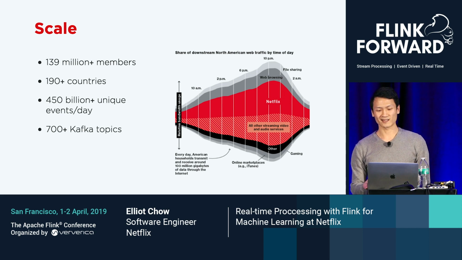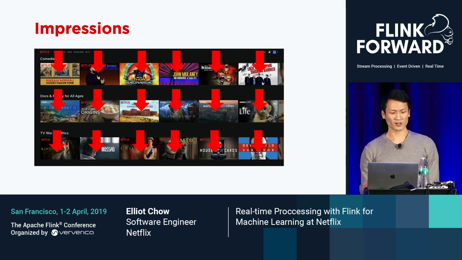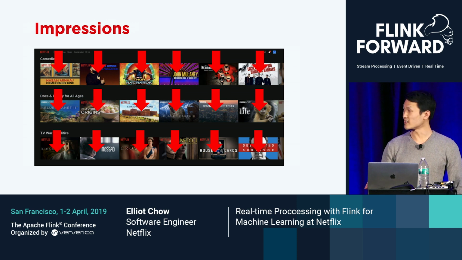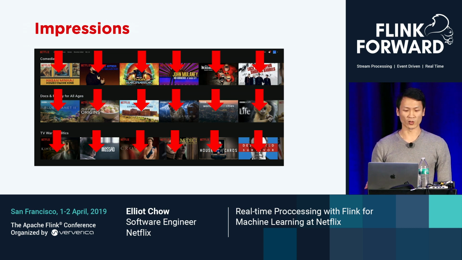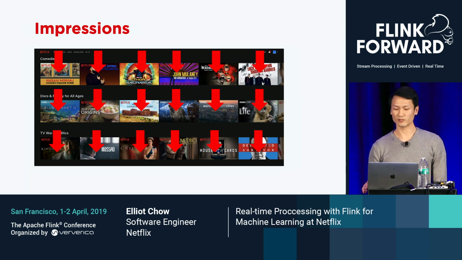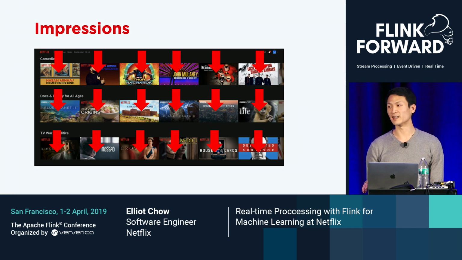So what exactly is all of this data that we're logging? The first group of data that we have is impressions. Impressions are basically events that record the appearance of some recommendation on the site, on the experience. For example, each one of these shows or movies that are showing up on the site will be recorded as an impression when they appear on the screen.